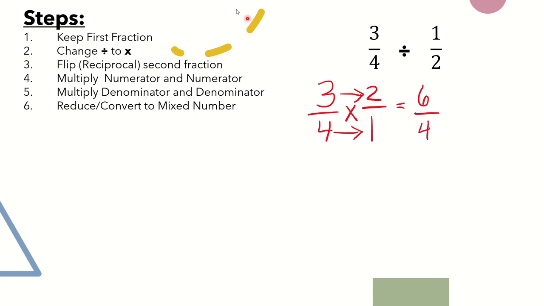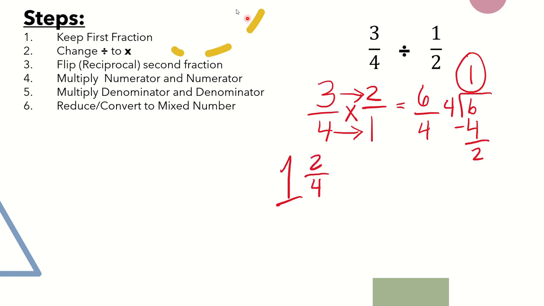Next, I can't leave it like this because it's an improper fraction. So now I'm going to divide to see how many times 4 goes into 6. 4 goes into 6 one time, and I will have 2 left over. So now let's make it into a mixed number. This will be my whole number, so 1 and 2/4, because my denominator does not change. Now I can simply reduce it down by 2, and I get 1 and 1/2.